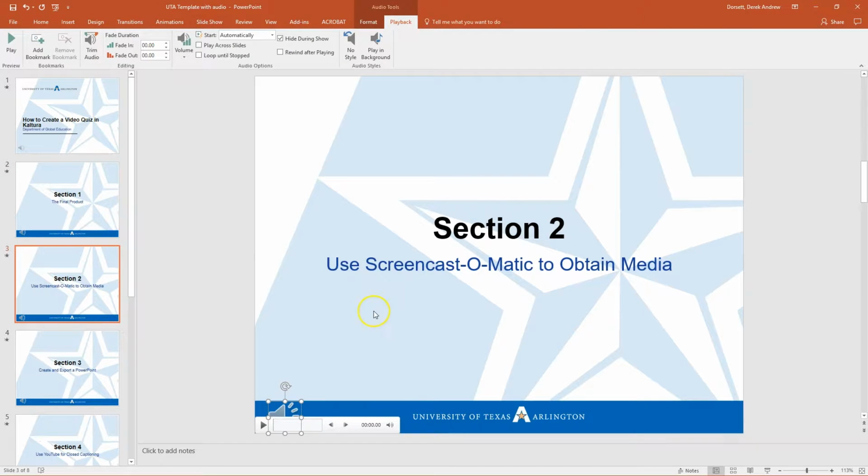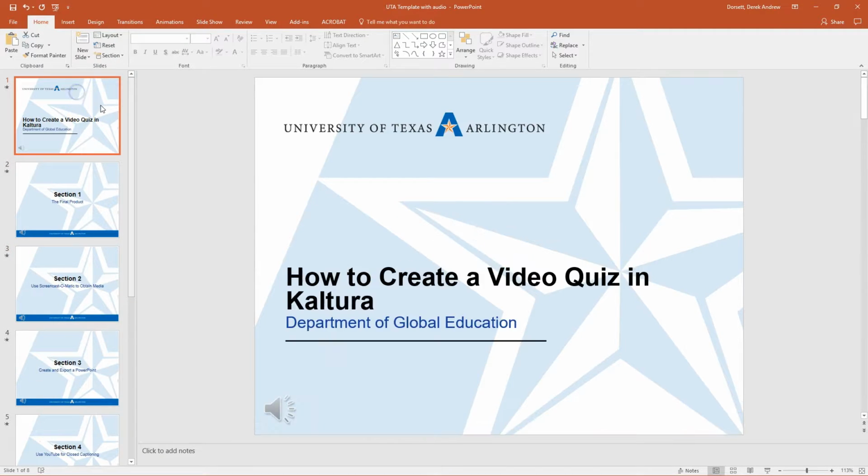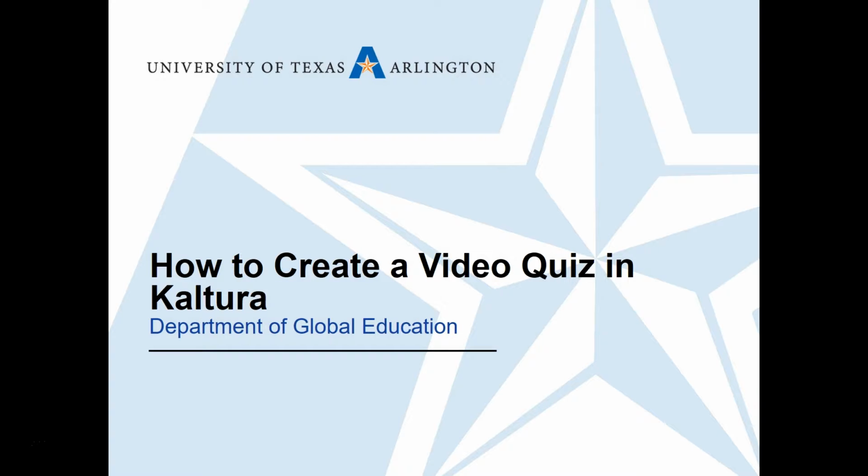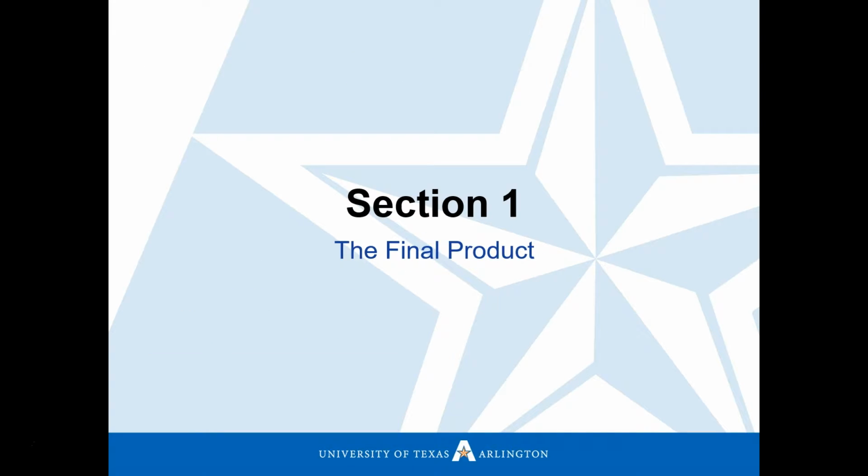So once you've done that, you're going to hit the record button on Screencast-O-Matic, and you're going to push start from the beginning. How to create a video quiz in Kaltura. And as you can see, it's automatically playing it. And it's going to go through each slide.